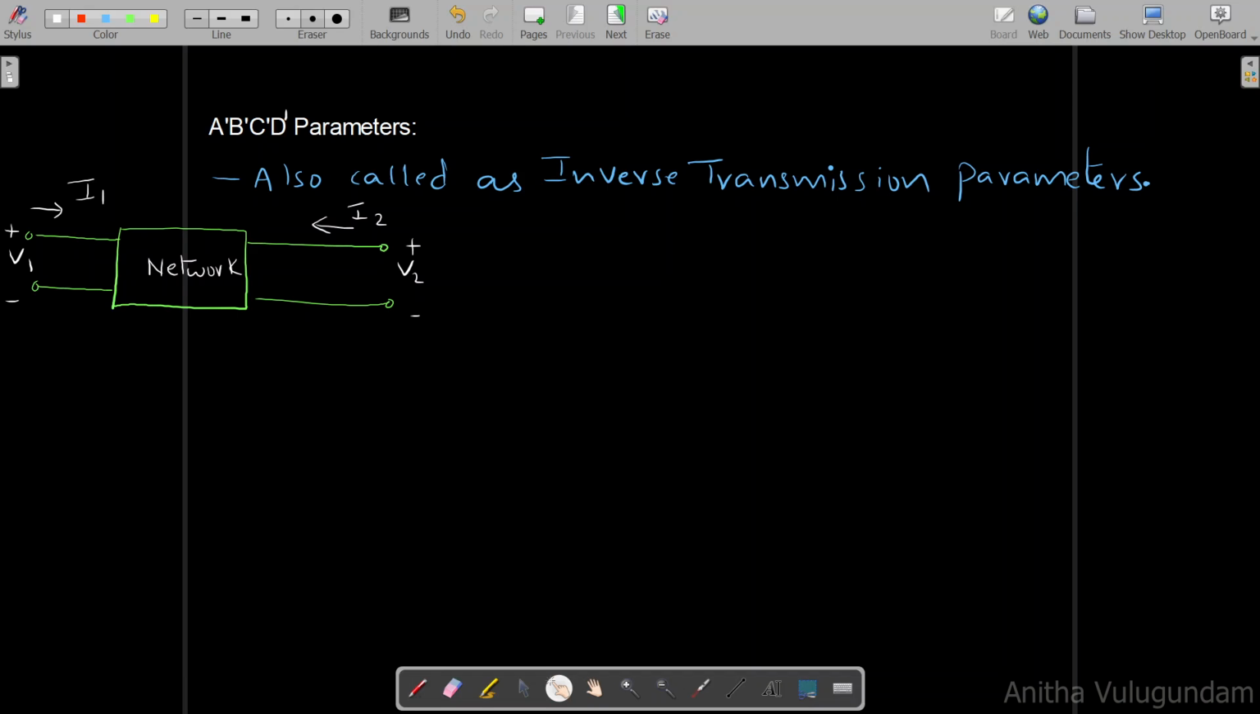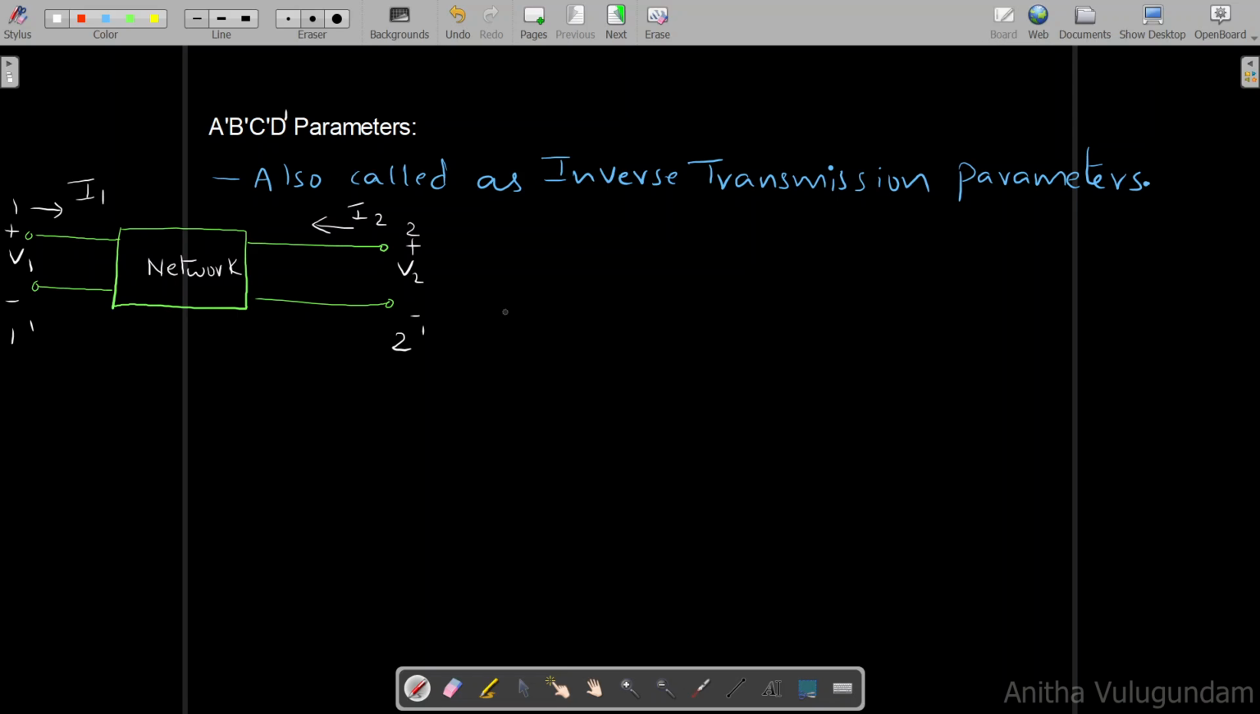This black box represents a network, and we have two ports here, 1' and 2'. 1' is one port, 2' is one port. A port is a pair of terminals in which a signal can be entered or can be left. V1 and I1 are the variables related to port 1. V2 and I2 are the variables related to port 2.